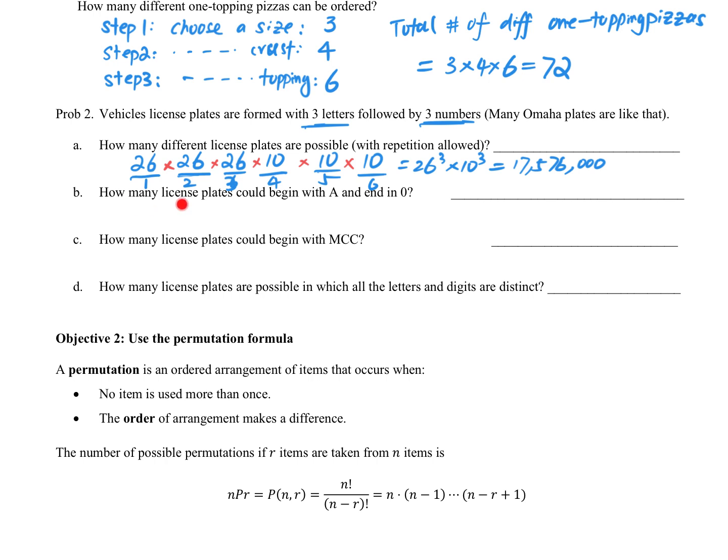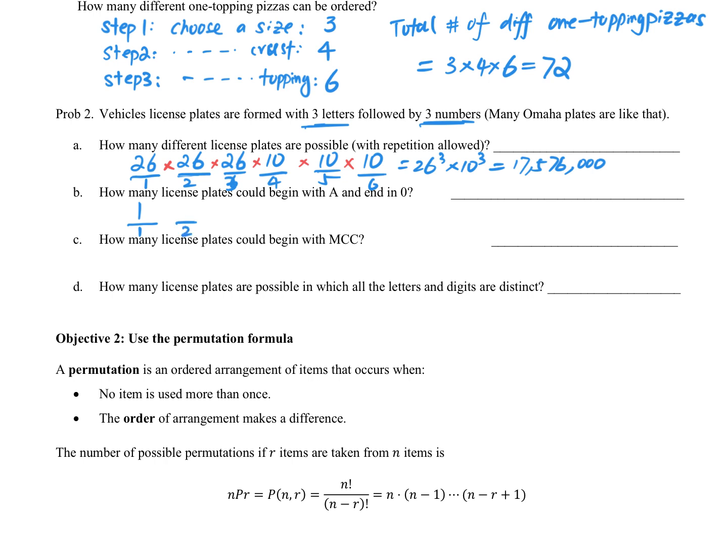So how many license plates could begin with A and end in 0? So now you have to think about this. Your first character is already determined. It has to be A, right? So how many ways can you fill in the first one? You have only one way. It has to be A, nothing else. The only way that you fill it in is using the A.